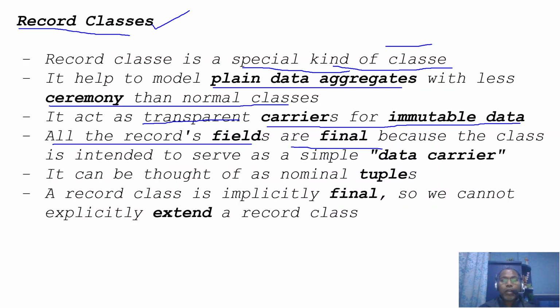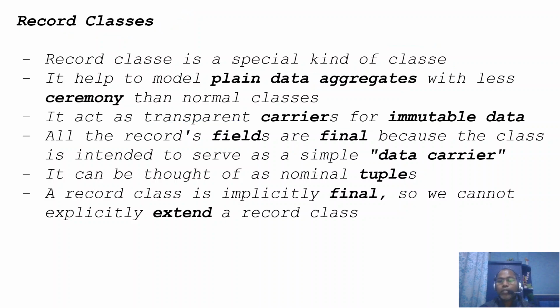So the intention of record classes is simply to serve as a data carrier. We want to store data and carry it from place to place, or one method to another, without any kind of mutability. In other languages you might know the word tuples. A tuple means sometimes I want to use two variables as one object, or three or four variables as one. Record classes also solve this tuple concept.